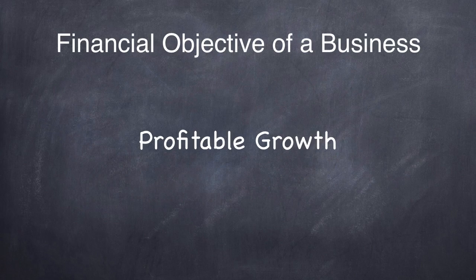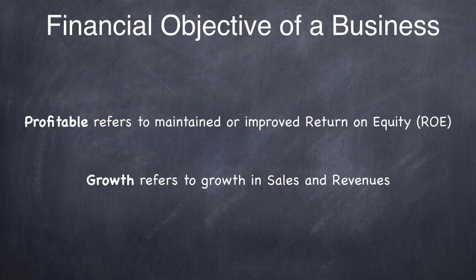The financial objective of a business can be broadly defined as profitable growth. Remember that businesses like to grow, but at the same time, they like to maintain their profitability. So, profitable growth refers to growth in which the return on equity is maintained or improved. So, it is important to maintain or improve the return on equity. Growth refers to growth in sales or revenues. And remember that there are certain underlying assumptions behind the use of these sales and revenues, which we will discuss in later lessons.